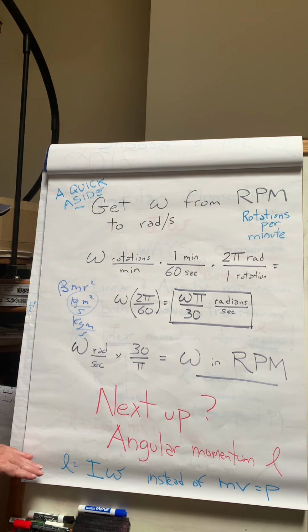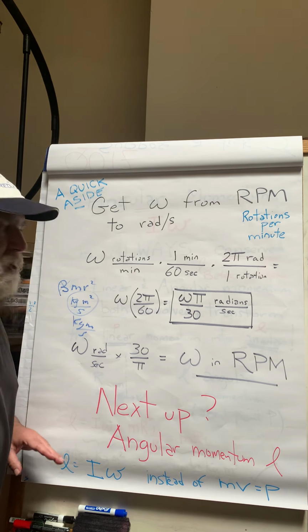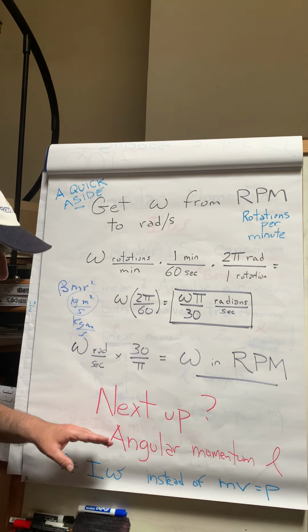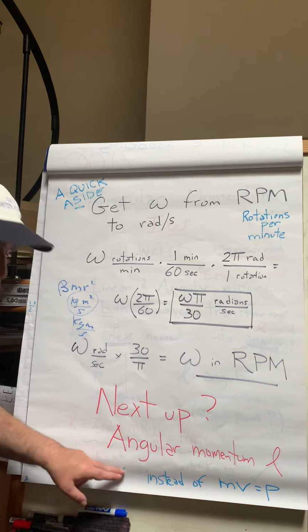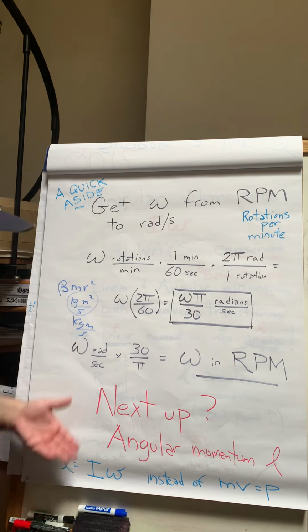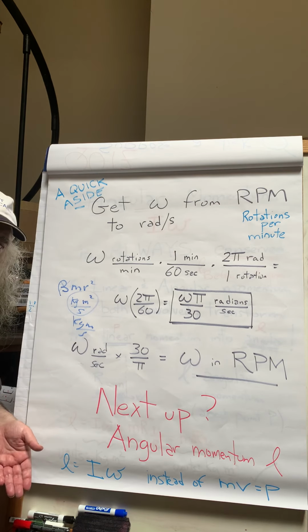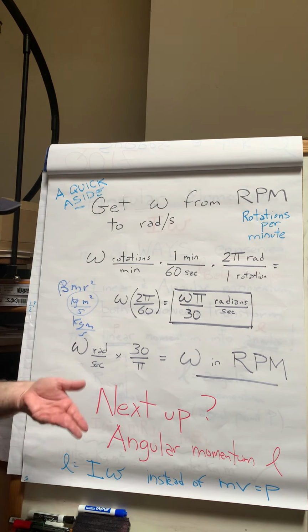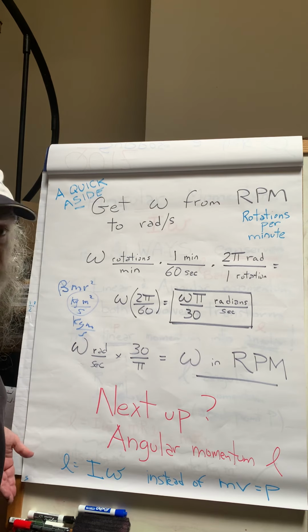So we're going to get into it in the next lecture, and we're going to talk about conserving. What is angular momentum? We know it's I omega. How do we deal with it? How do we conserve it? And how do we solve problems involving angular momentum?